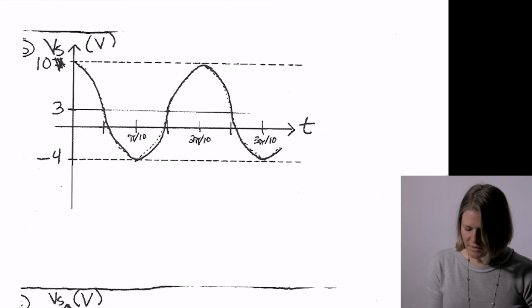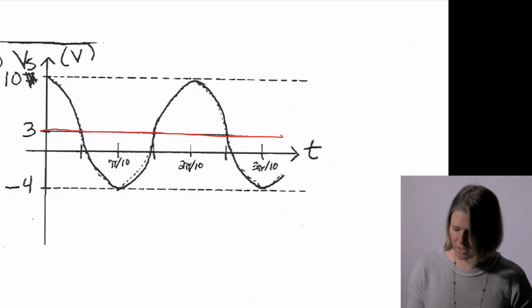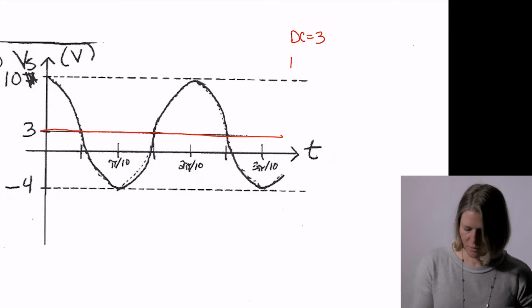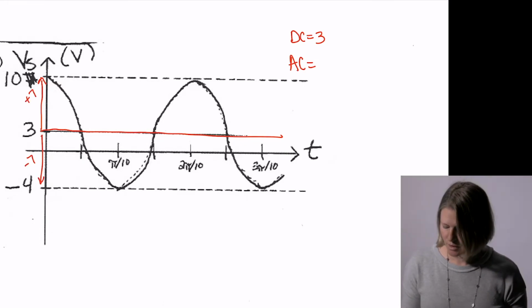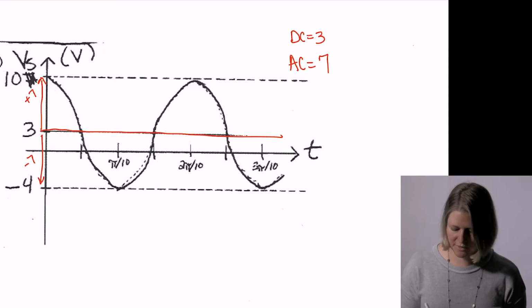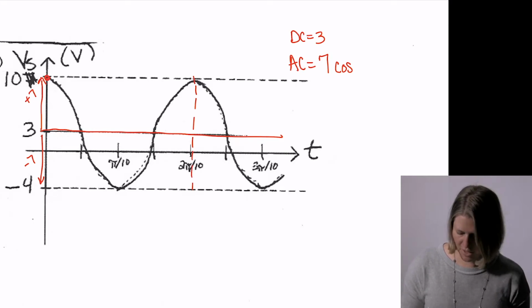For this one, we see that it's actually centered around 3, so our DC component here will be 3, and the AC portion, we see that it goes up by 7 and down by 7 in comparison to our DC value. So our magnitude here would be 7. Again, this looks like a cosine. And our time period again is at 2 pi 10.